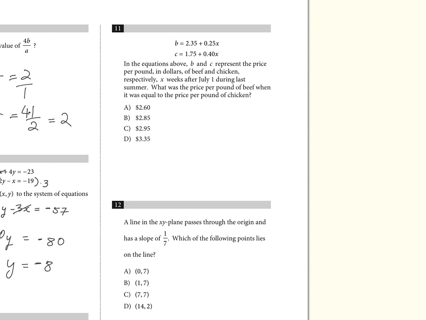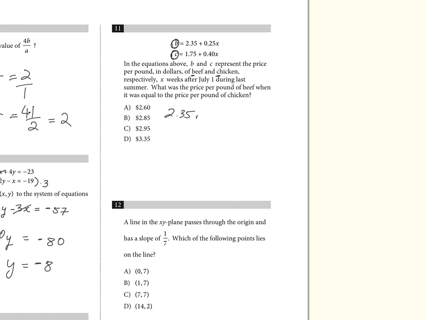Problem 11. B and C represent the price per pound of beef and chicken. That makes sense. B for beef, C for chicken. X weeks after July 1st during the last summer. What is the price per pound of beef when it was equal to the price per pound of chicken? Well, that simply means that beef is equal to chicken. So we can equate those two equations.